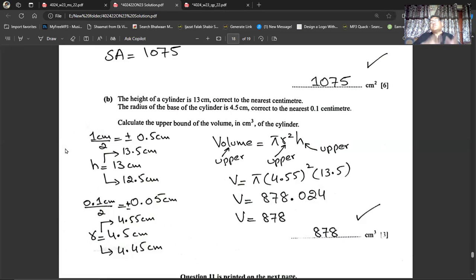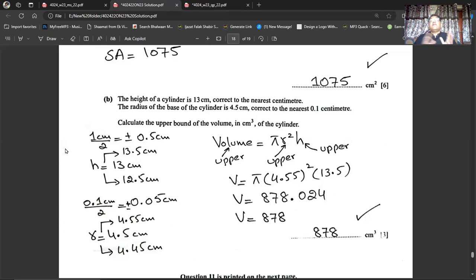So the volume is pi r square h. So you want the upper bound of the volume. Because in this formula, you get the volume by multiplying r square and h with pi. They all are multiplying with each other and you get the volume. So if you want the upper bound of the volume, the upper bound of the radius must be used and the upper bound of the height must be used here.